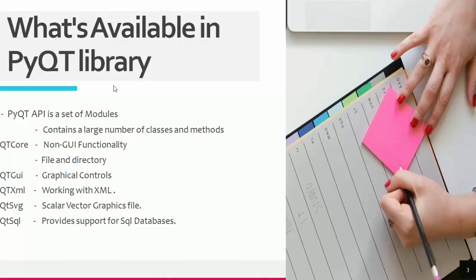So by using these, we work on files and directories, then we have the graphical controls with Qt GUI, and we work on the XML part as well. Then if you want scalable vector graphics, we use Qt SVG. And lastly, if you want to work on a database, we use Qt SQL. So by using all of this, we create the graphical user interface application. In the coming tutorials, we'll be working on the coding part and the setup of Qt and PyQt for creating an application.